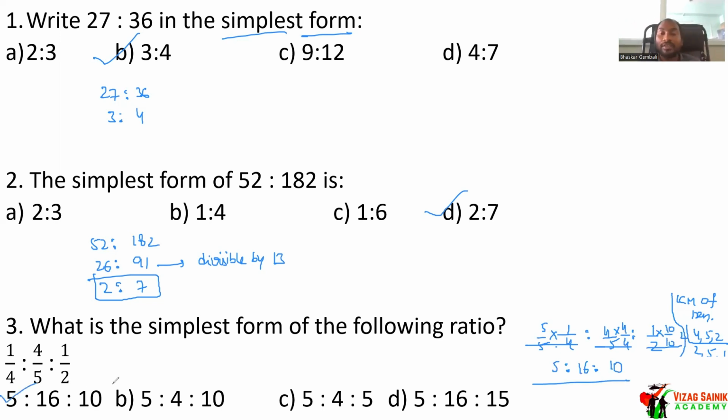Understood? Whenever they are giving fractions, first of all, what we do, we have to make them like fractions. To make like fractions, we need to take the LCM. After taking the LCM, we will eliminate the common terms and we can find out the ratio. Next question. Good guys. I hope everyone understood guys.